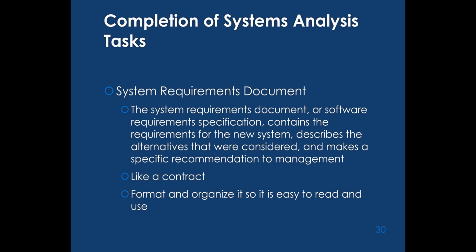This one is ready to be given to the developers already, so it is quite lean on the technical parts. It contains requirements for the new system, describes the alternatives that were considered, and makes a specific recommendation to management. It's like a contract. For the system requirement document, you have to format and organize it to be easy to read and use.